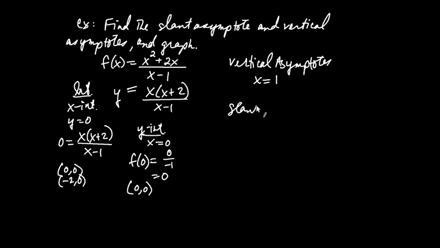Now to find slant asymptotes, what you do is this. You go back to the original function and you use long division to divide the denominator into the numerator. So you divide x minus 1 into the numerator, which is x squared plus 2x.